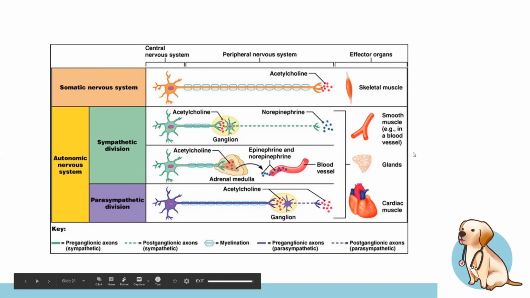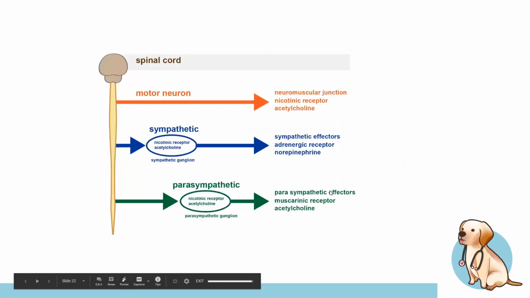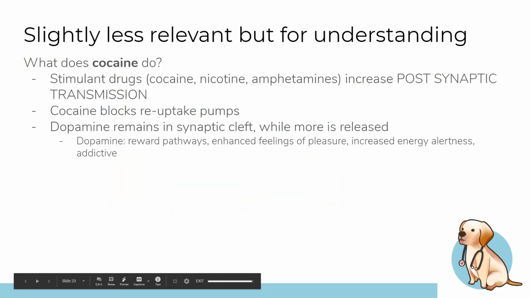So the main thing to remember here is that any neuron that comes from the CNS will always have acetylcholine as your neurotransmitter and a nicotinic receptor. It's the ones at the end that change. That's just another diagram showing a similar thing.